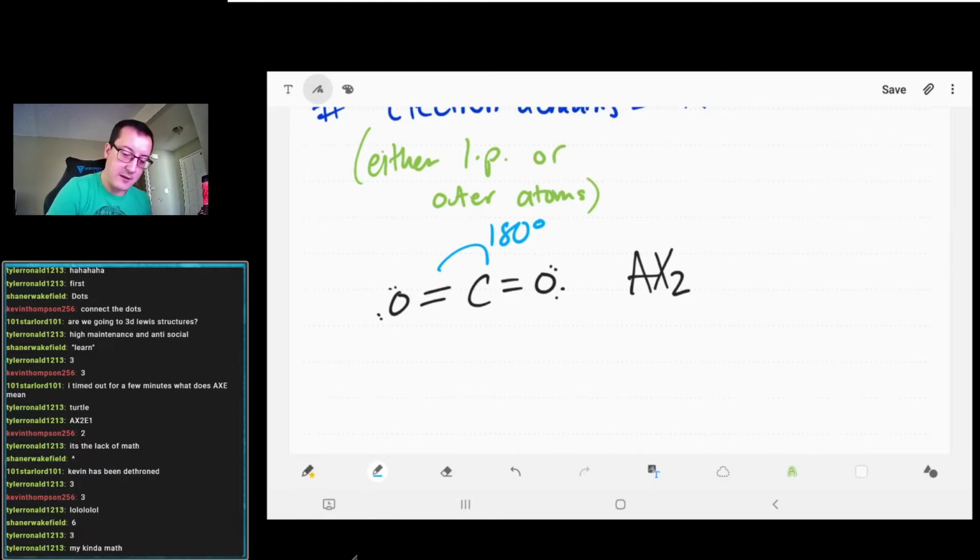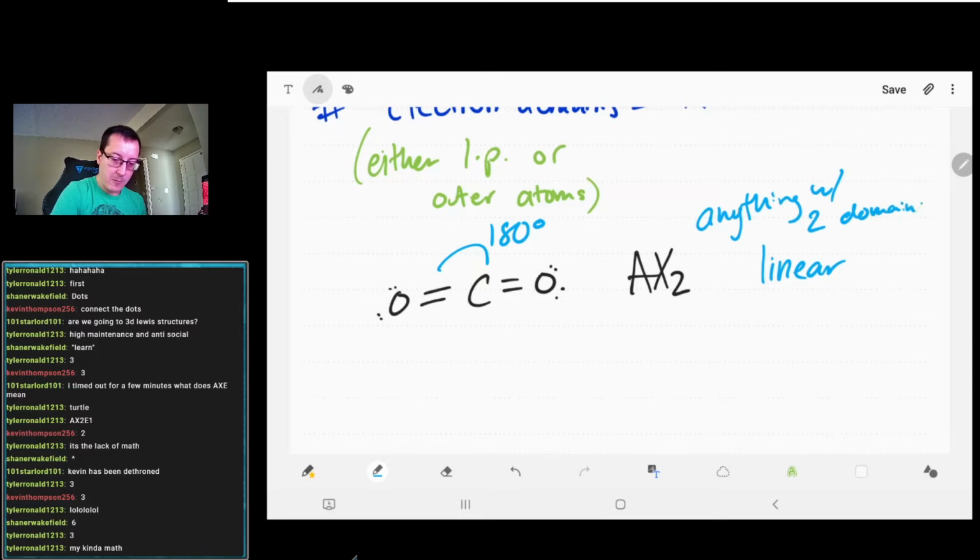This shape is called linear. So anything with 2 domains is linear.